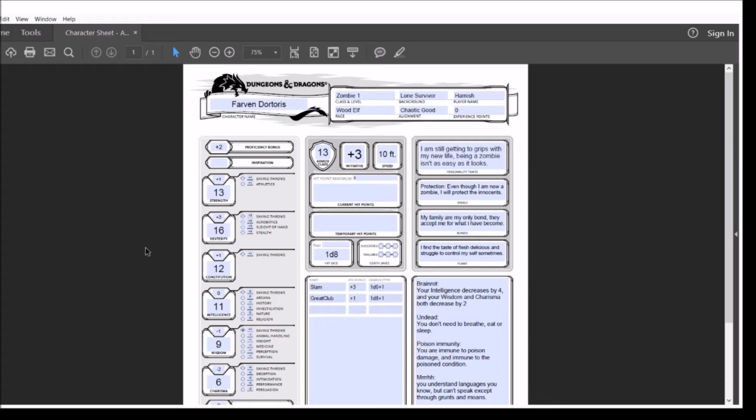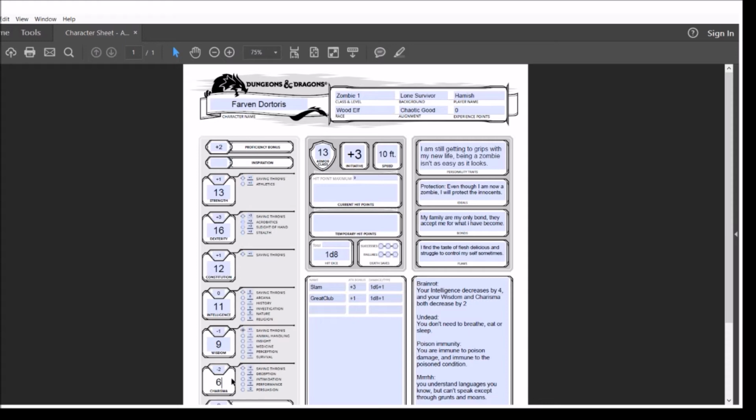So the way a zombie character works is you create your normal character, so I created a normal wood elf, and then after you've finished all of the attribute assigning, you go onto the zombie class and then you assign their additional things. So as the zombie you get -4 to your intelligence, so I had an intelligence of 15, and it's now gone down to 11. And then you get -2 to your wisdom and your charisma. So I had a charisma of 10 and a wisdom of 13, and those went down appropriately.